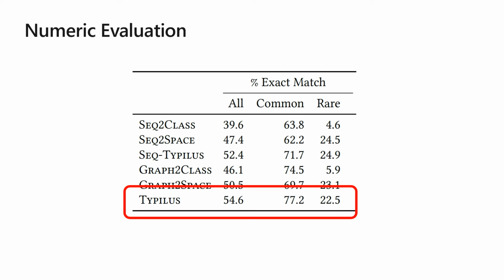When we split the types into common types, those that appear frequently, and rare ones, we see a big performance gap. The type space allows to better predict rare types, but there is still much room for improvement. The difference between Typilus and graph-to-class and graph-to-space suggests that the classification loss that we added helps a lot with the common types, at the cost of a slight degradation of the performance on rare types.